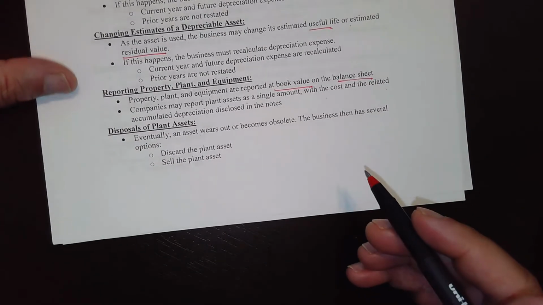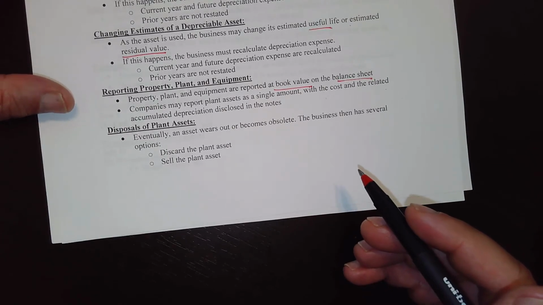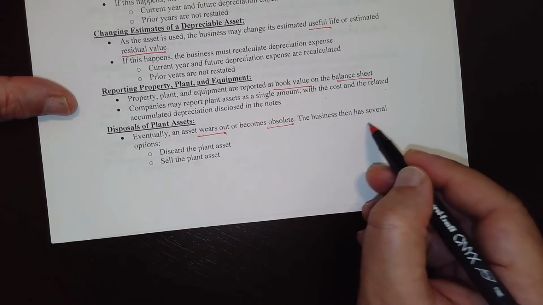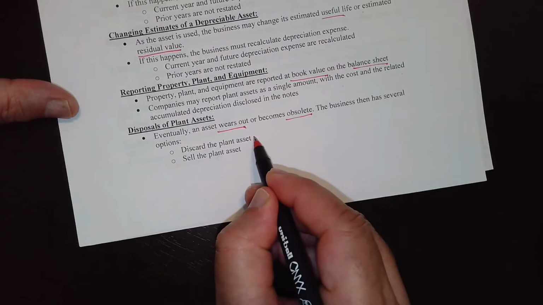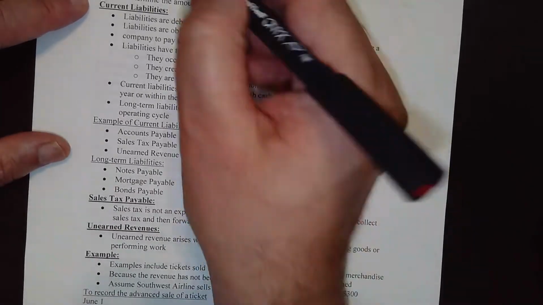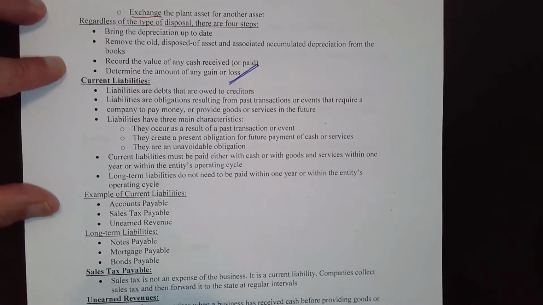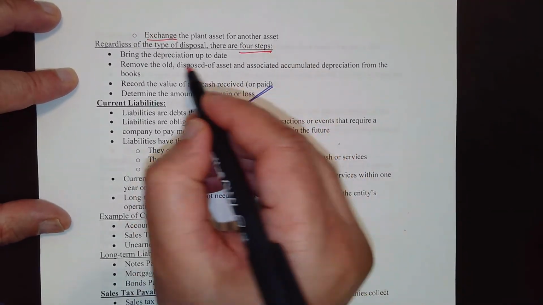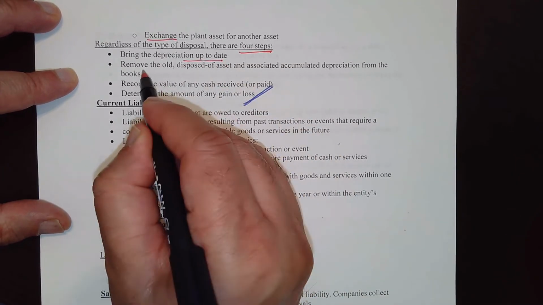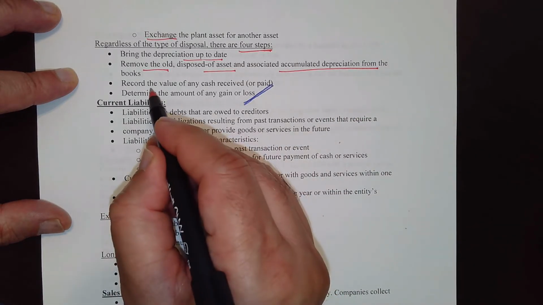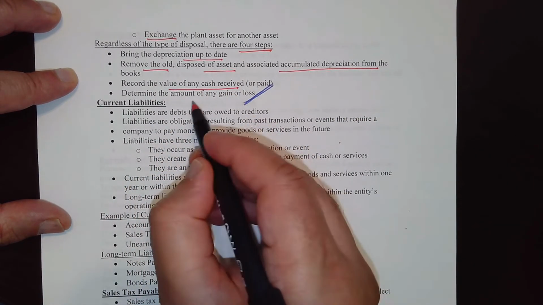Disposal of assets: when we are disposing of the asset, either because it is obsolete or because it is worn out, the business then has several options: discard the plant asset, sell the plant asset, or exchange the plant asset for another asset. Regardless of the type of disposal, there are 4 steps. Bring the depreciation up to date, remove the old, disposed asset and associated accumulated depreciation from the books, record the value of any cash received, and determine the amount of any gain or loss.